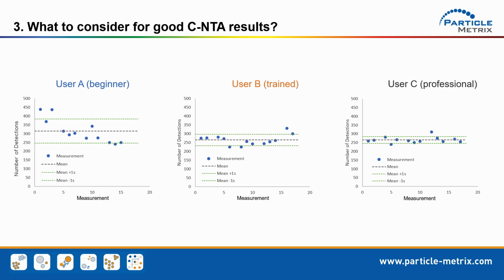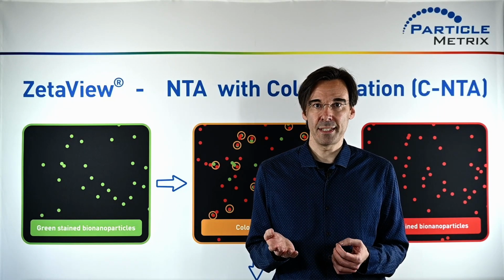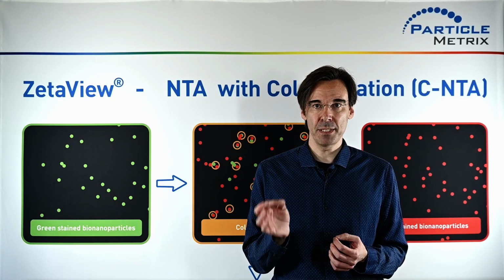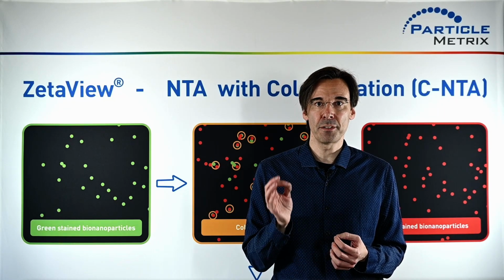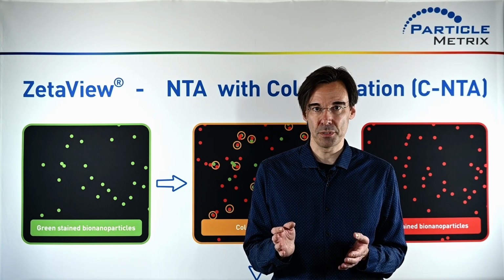The results of user A show a large variation, and you see that the results become more consistent with the further experience of user B and user C. What does it tell us? Training and experience of the user is an important factor of the experimental output.